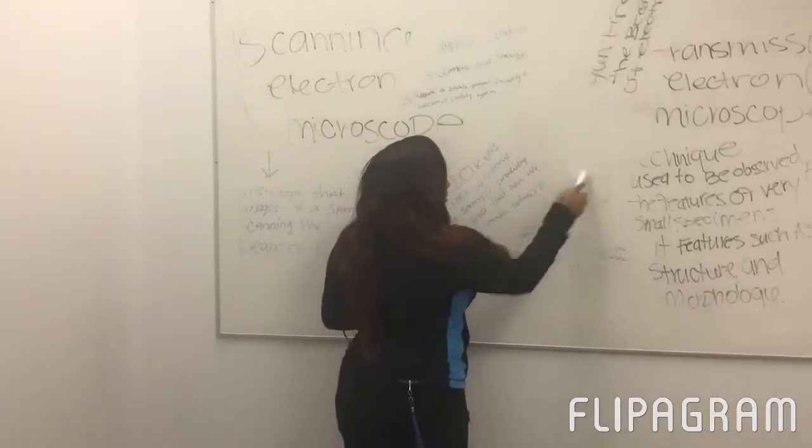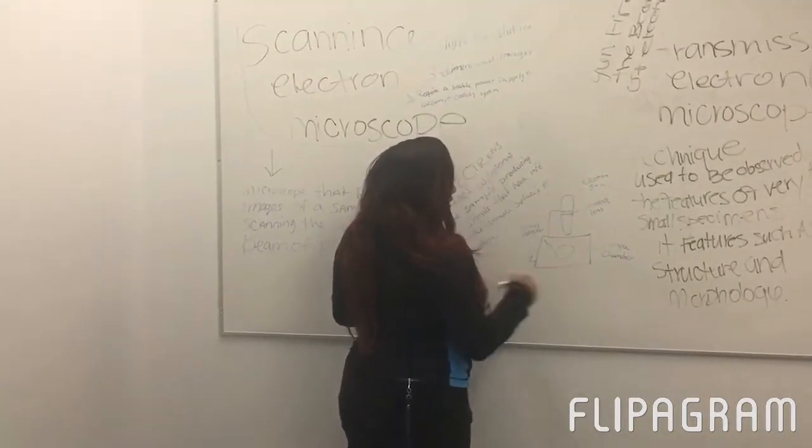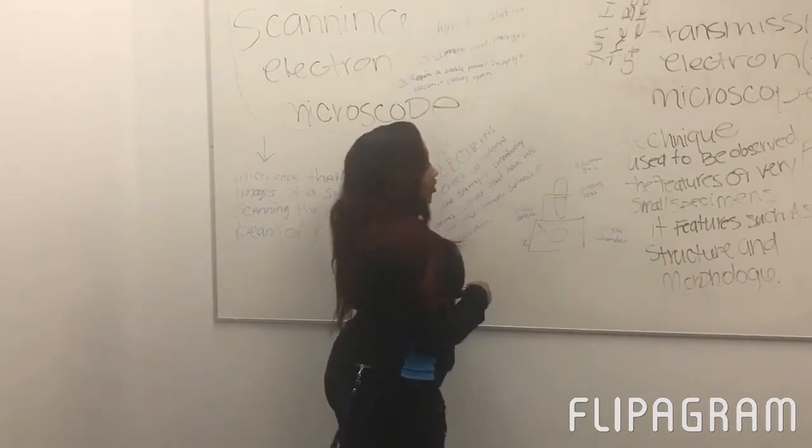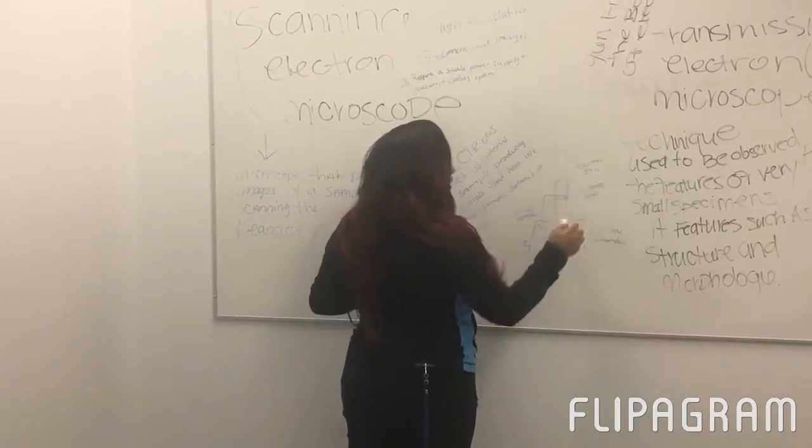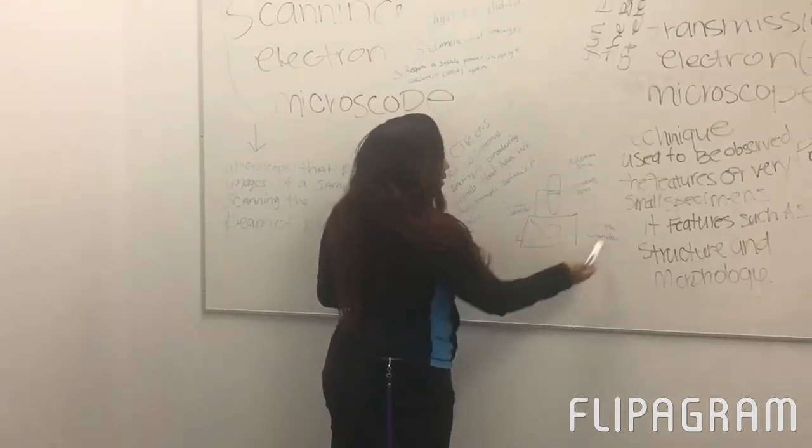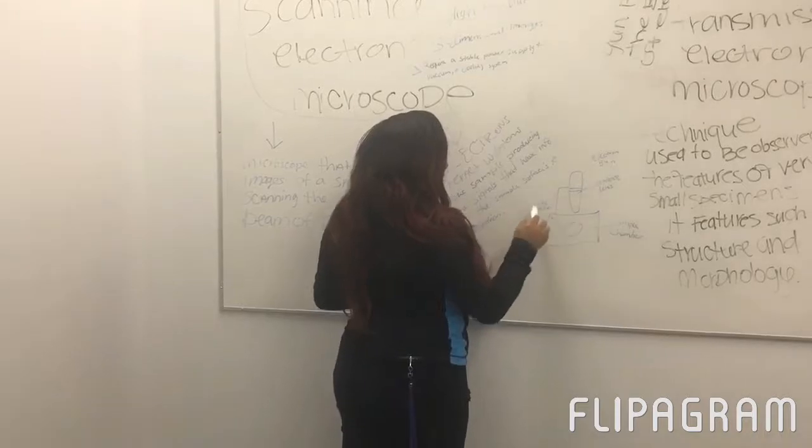This is my drawing of the scanning electron microscope. It has an electron gun, condenser lenses. It has a sample chamber with an X-ray detector.